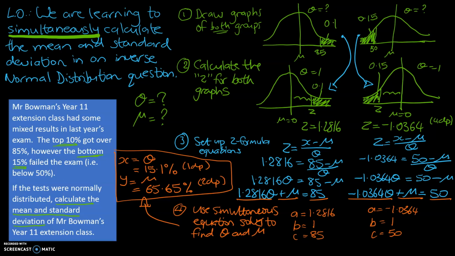We've been asked to calculate the mean and standard deviation of Mr. Bowman's Year 11 Extension class. We had a standard deviation of 15.1%, and our mean score was 65.65%.